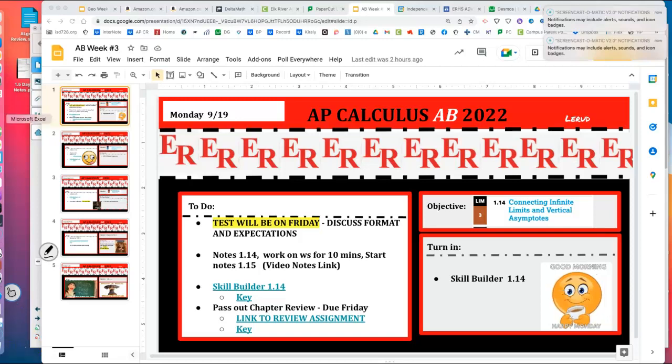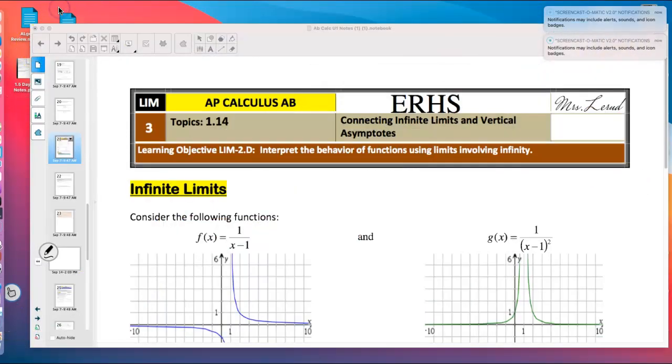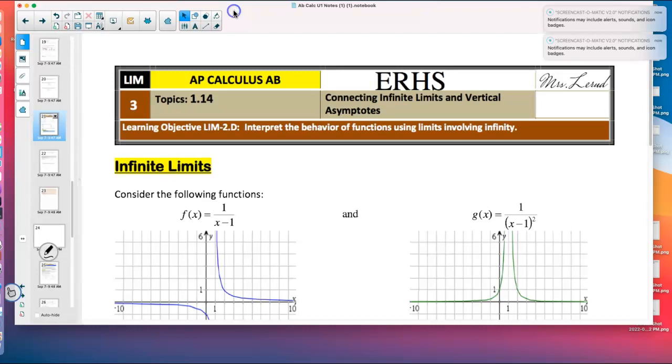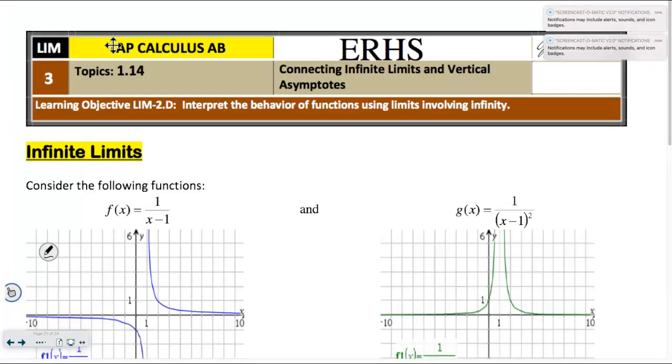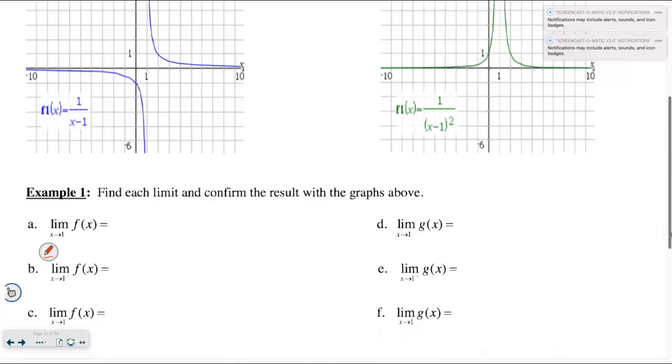All right, so for 1.4, we're just going to cruise really quickly through this first part because it's on vertical asymptotes and limits that go to infinity, so it's pretty straightforward. But on these two graphs, you can see I've got two graphs that have a vertical asymptote.